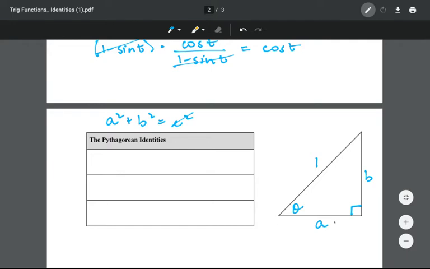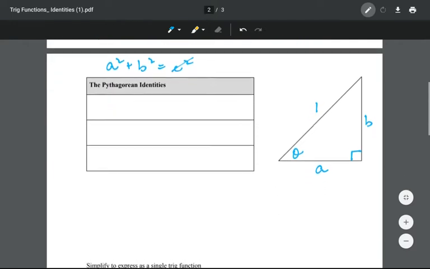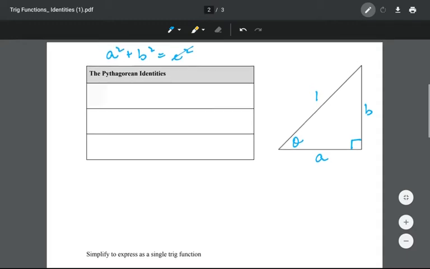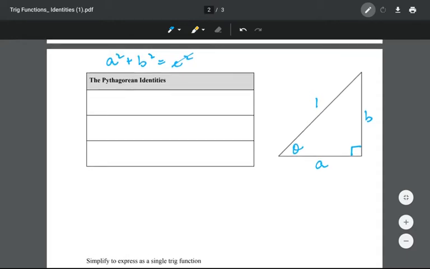The Pythagorean identities are in terms of sines and cosines. So I'm going to go ahead and find sine and cosine from this triangle. Let's start with the sine. The sine of theta, sine is opposite over hypotenuse. So opposite is going to be b over 1, or b. And then we'll do the same with cosine. Cosine theta is adjacent over hypotenuse, and that's going to be a over 1, or a.